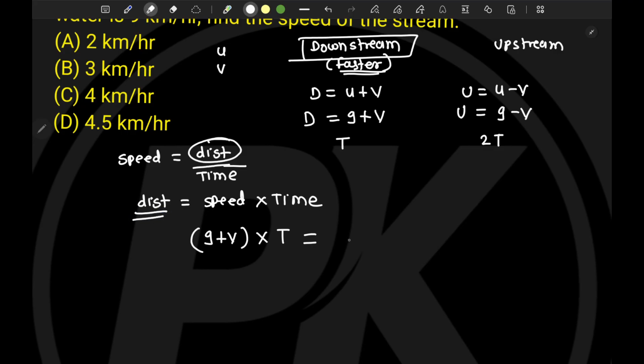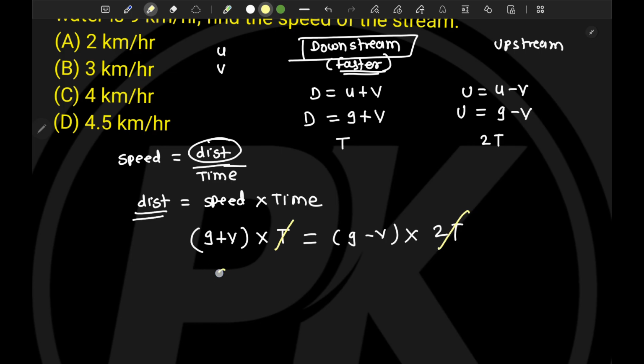So downstream we have written. For upstream, what is the speed? Again, speed into time we have to write. The speed is 9 minus v into what is the time taken? It is 2t. Now we just have to solve this and we will get the value of v, right? So t and t get cancelled.